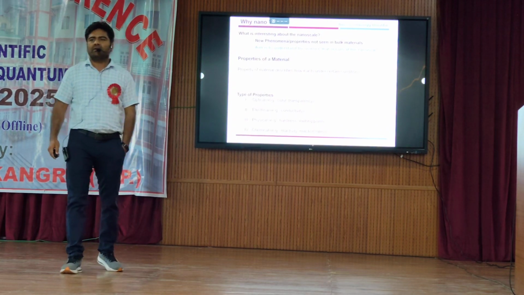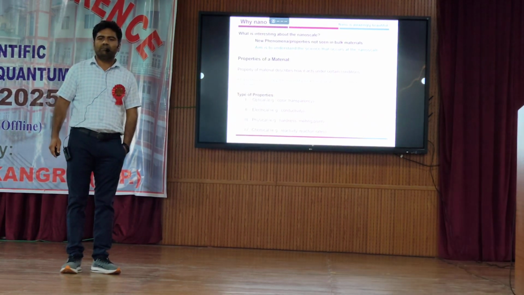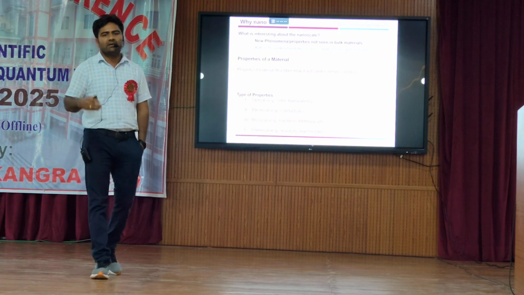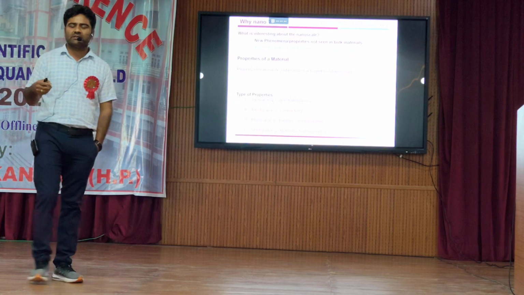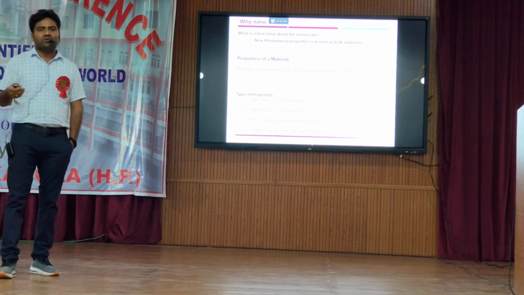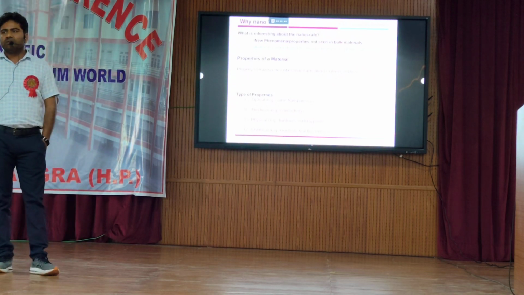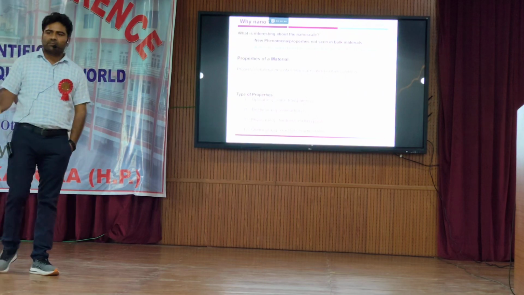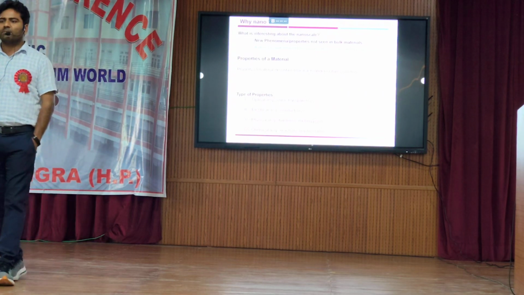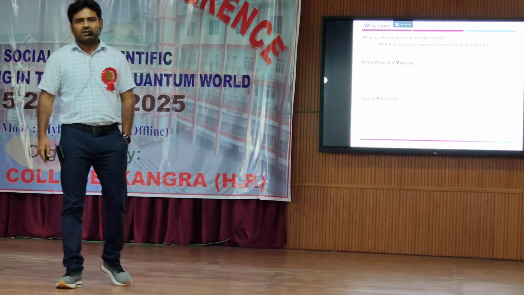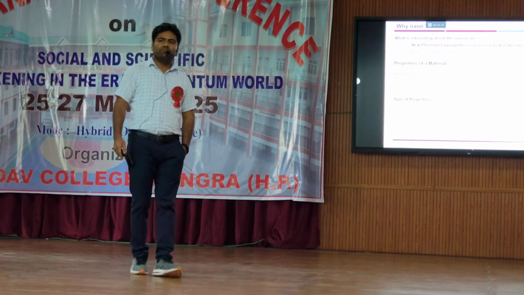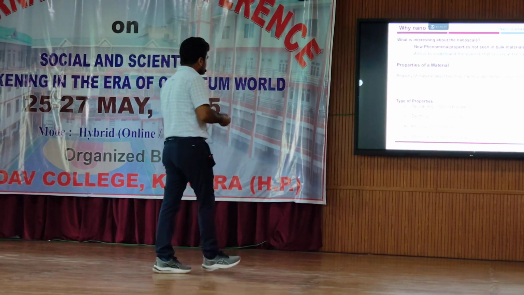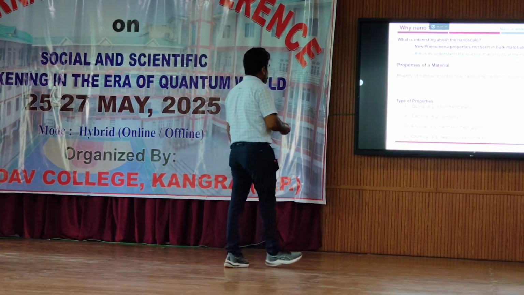In general, we say that if one of the dimensions of a material is in the nano range, meaning 1 nanometer to 100 nanometers, then the material shows unique properties, like optical properties, electrical properties, thermal properties. Those are drastically changed when you compare with its bulk properties. I will talk a little bit about these properties.